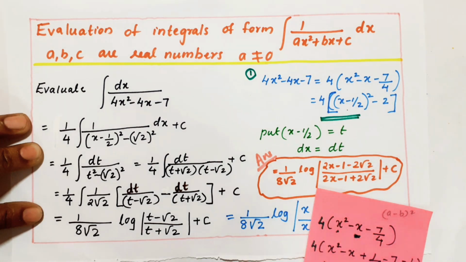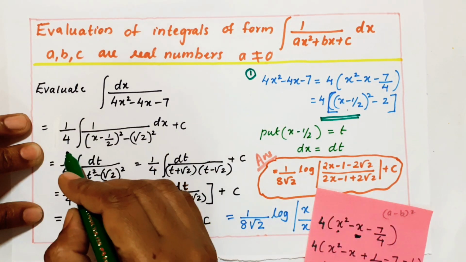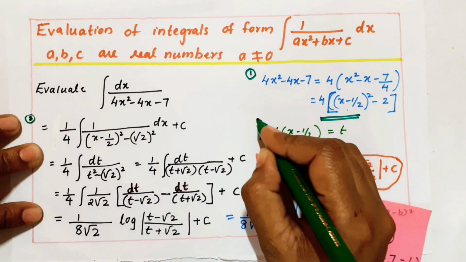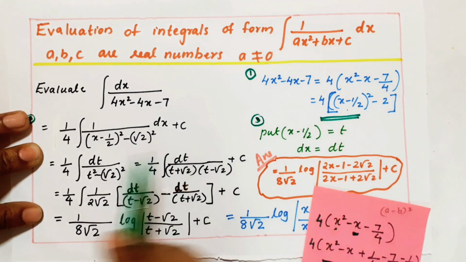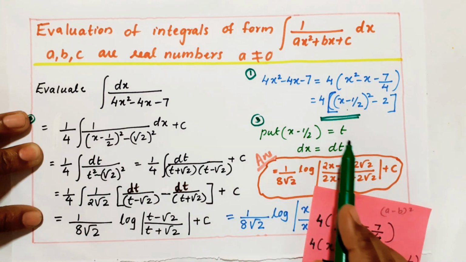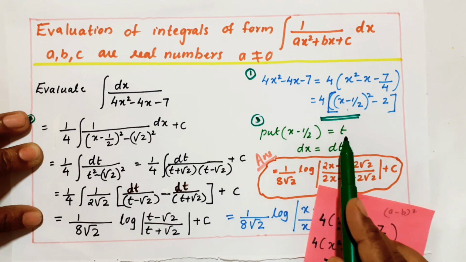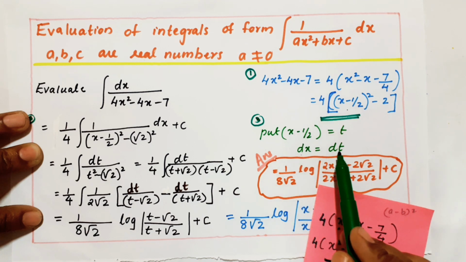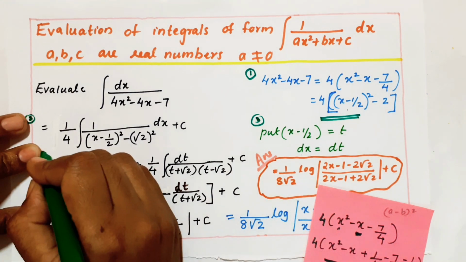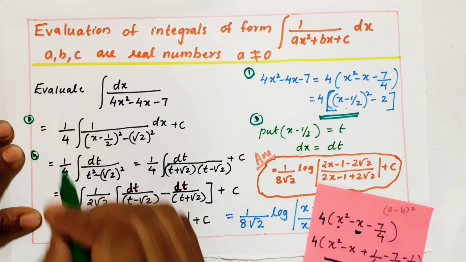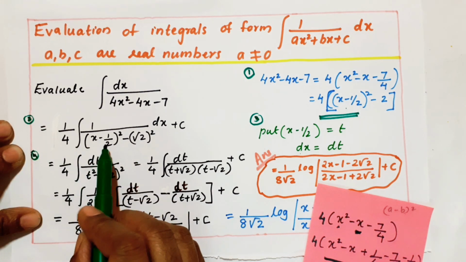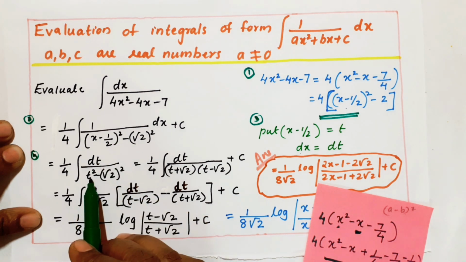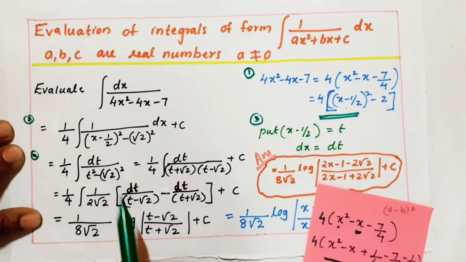Again we need to do one more thing. So after doing this, I have written this step. Then after writing this second step, you are going for this step again. So what is this step? You need to put x minus half as t. X minus half as t means you need to differentiate both left side and right side. So it is dx equals dt. Now fourth step is, I am just substituting that part. That means 1 by 4 integral of dt by, in place of x minus half we are writing t. So this square, t square minus root 2 the whole square.